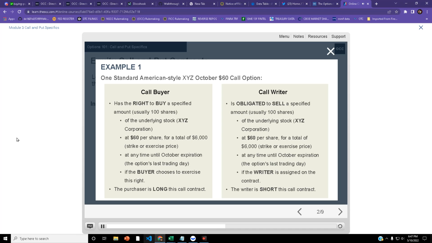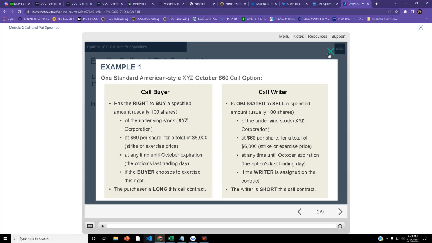Writing one standard American-style XYZ October $60 call option gives the writer the obligation to sell 100 shares of XYZ at a price of $60 per share between now and October expiration should the writer be assigned on their contract. This is known as being short the contract, and the writer is also known as the seller of the option.